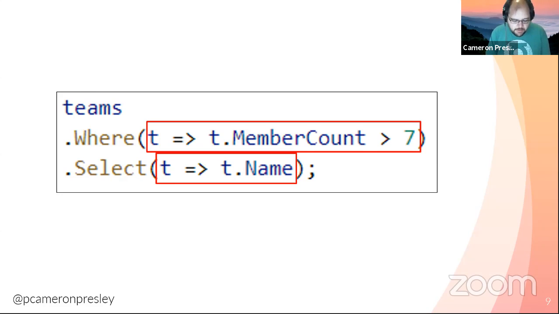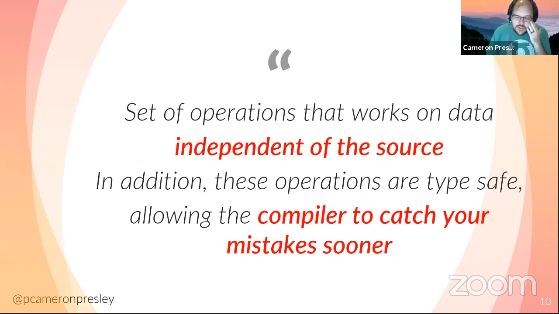So you've seen an example of LINQ, but what is LINQ, right? Like what's so cool about it? So LINQ at a high level is a set of operations that work on data that's independent of the source. And this to me is one of the coolest things about LINQ. It doesn't matter if these objects came from your database, it came from a file system, it came from in memory. It just works. How many times in software can you say something just works, right?